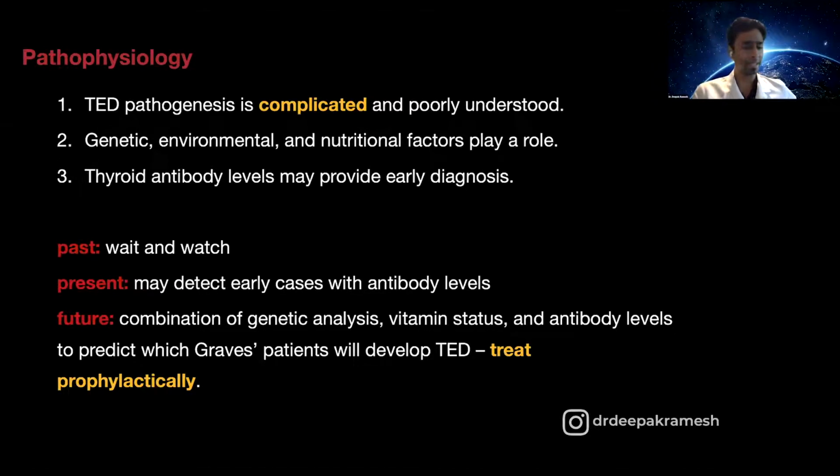So in the past, we used to just wait and watch. If someone has Graves' disease, we would just wait and see if they developed eye disease. Now we can check antibody levels to see if they're high, and if they're over 400 or 500, then maybe you're at higher risk for having thyroid eye disease. In the future, we'd like to identify genetic polymorphisms, vitamin deficiencies, and things that can really specifically give someone a risk for developing thyroid eye disease, and then possibly treat them prophylactically.